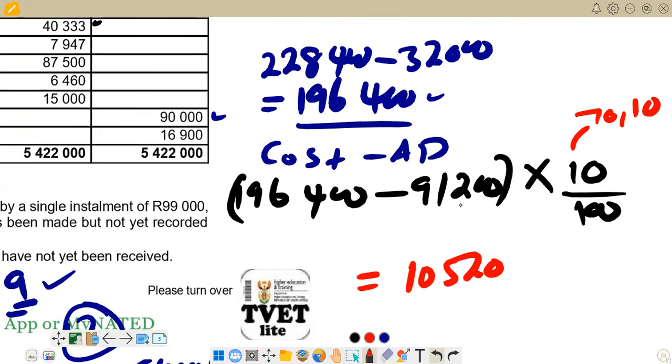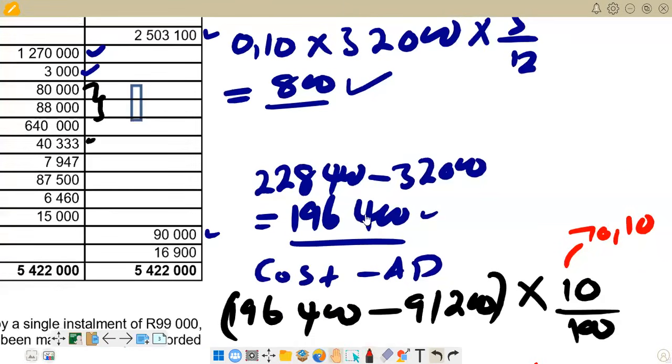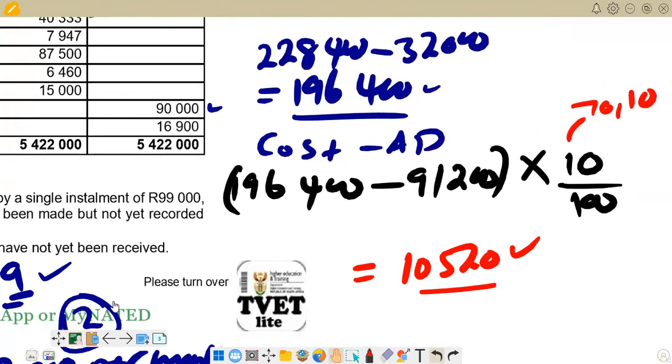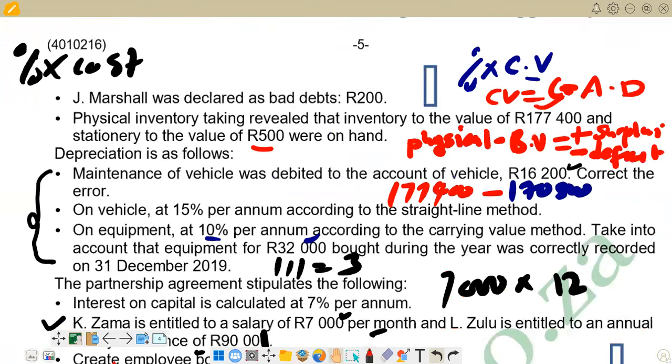10,520. So depreciation now, we are going to add that 800 plus this one. This one is for the equipment that said for the whole year, and the equipment that came along the year was 800. So 800 plus this one plus the figure that we have for vehicles. So here now we are just summarizing on the other section on depreciation.